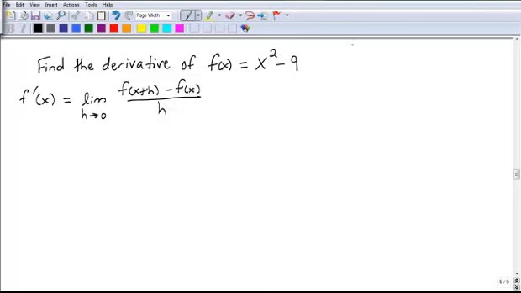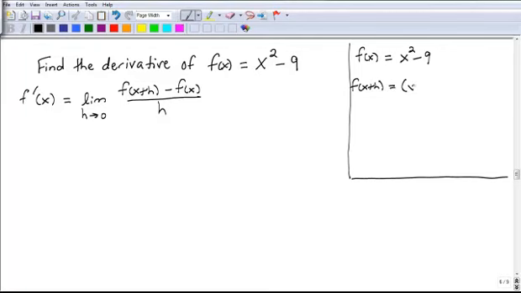Well, I can find f of x and f of x plus h over here on the side. F of x is just x squared minus 9. I get that one for free every time. So that one I got. F of x plus h is what I have to find. F of x plus h just means replace x with x plus h.